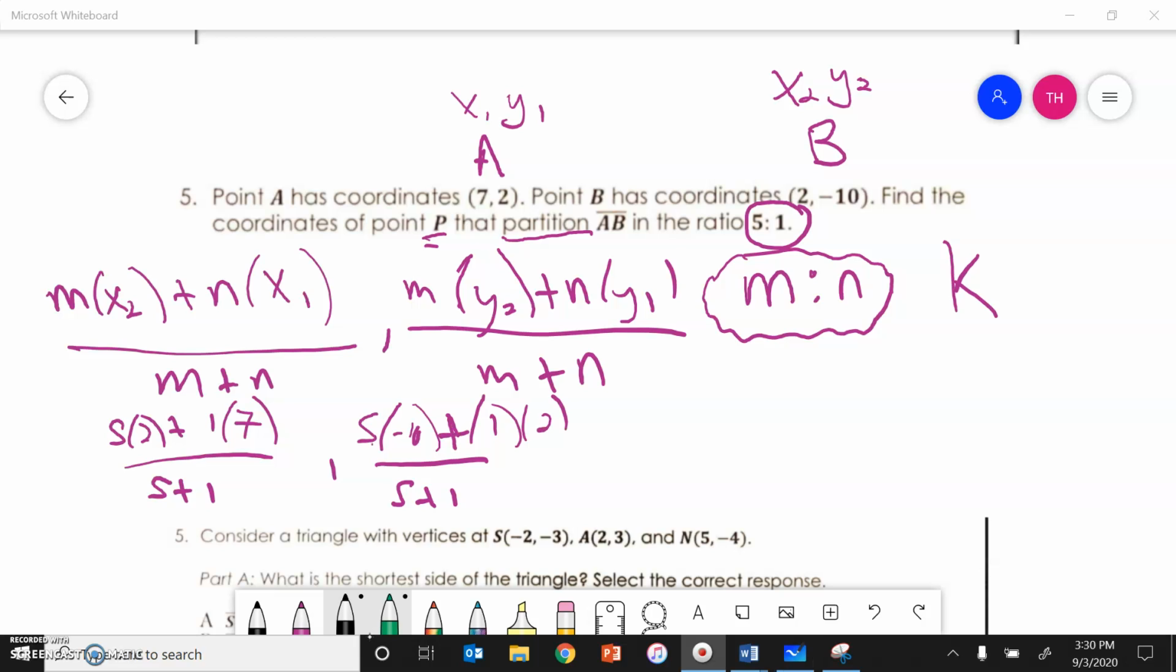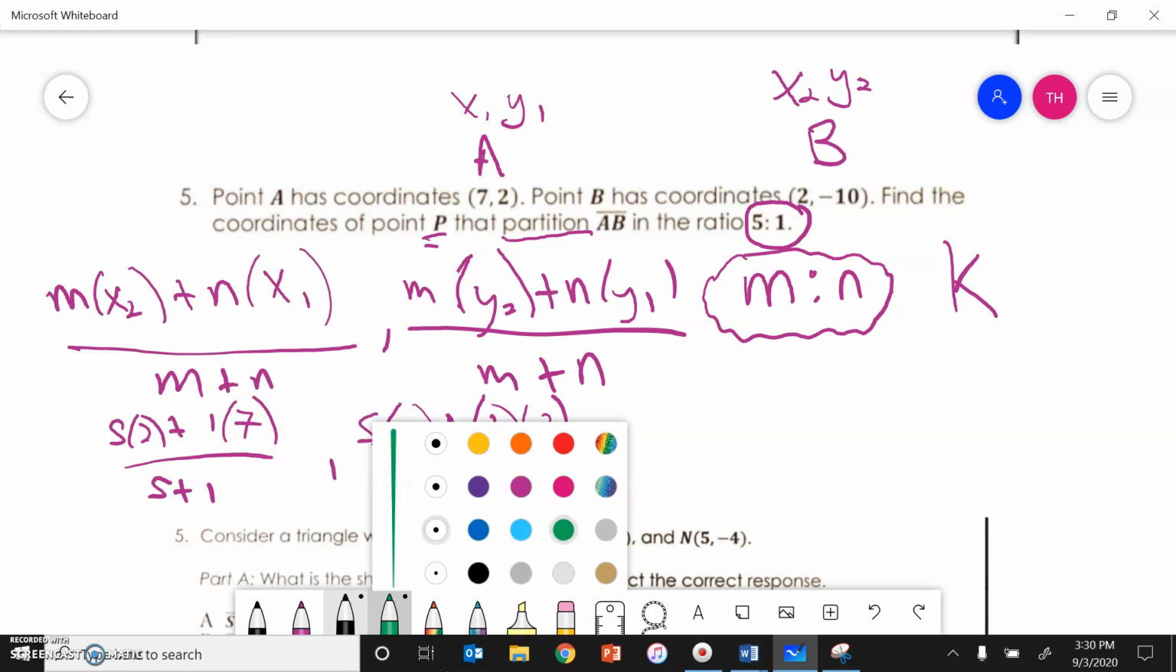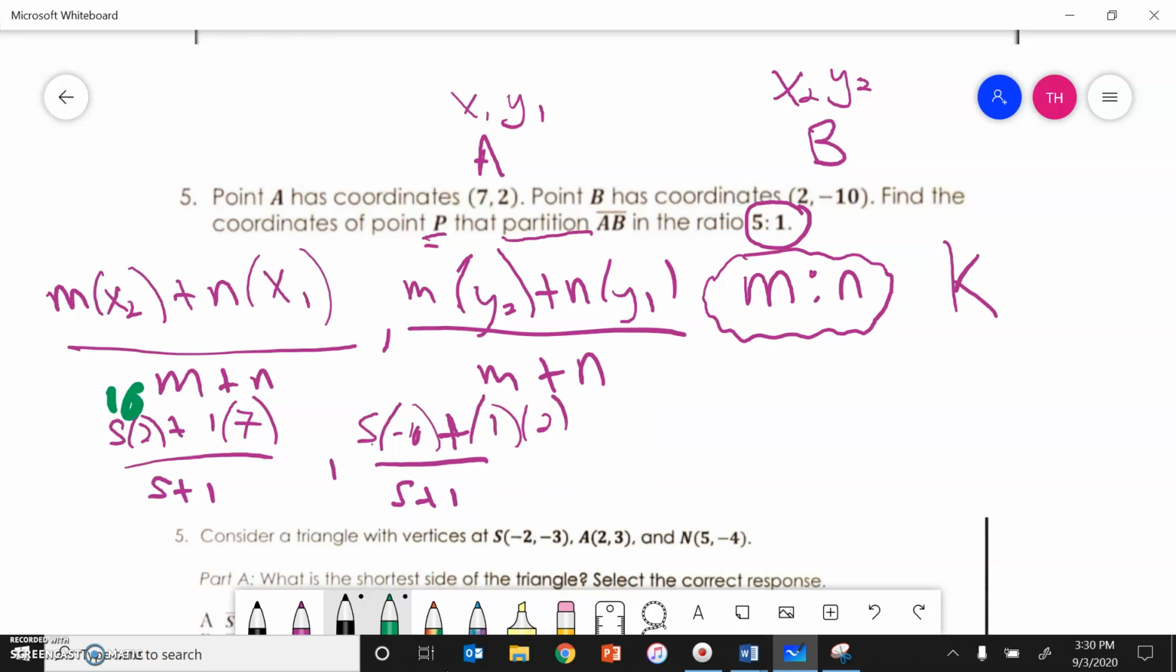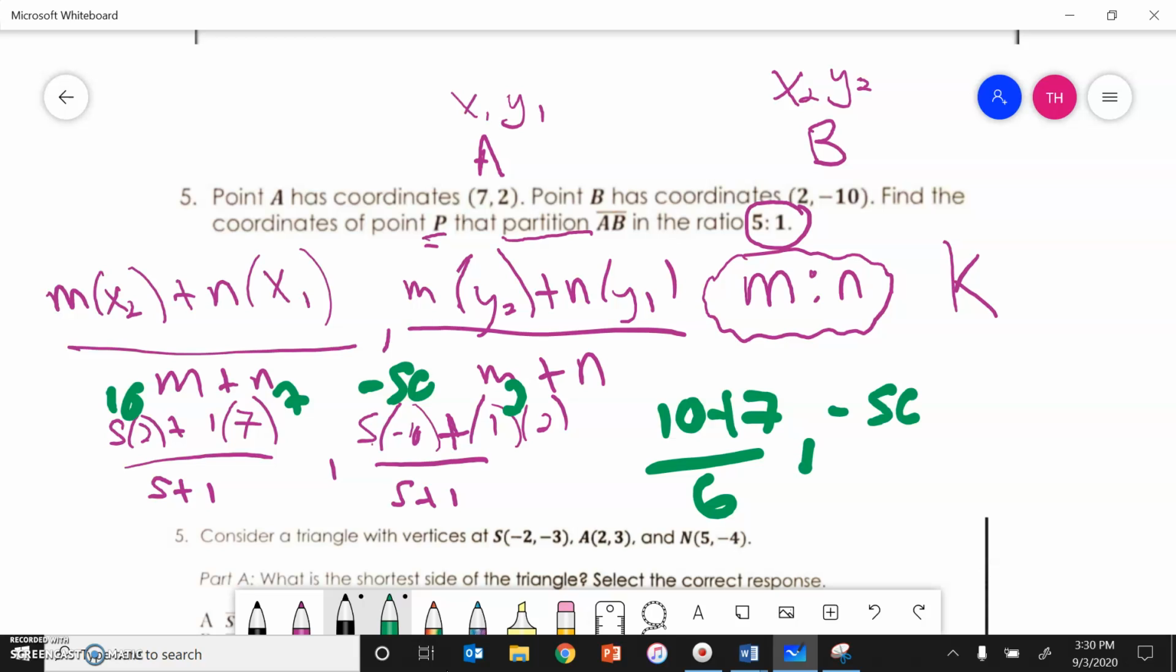So from there, we would have to simplify this. Okay, 5 times 2 is 10. 1 times 7 is 7. 5 times -10 is -50. 1 times 2 is 2. So 5 plus 1 is obviously 6. So we have 10 plus 7 over 6. And then we have -50 plus 2 over 6.